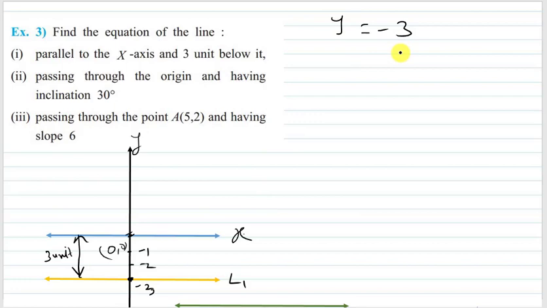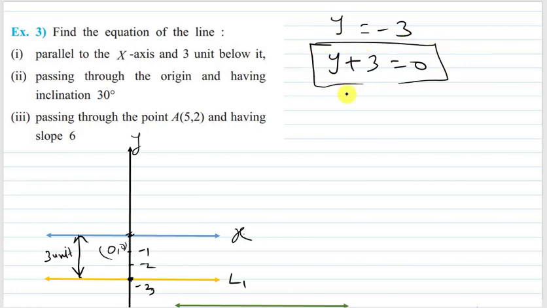Convert it into the standard form, that is y plus 3 equals 0. I have shifted this -3 to the left hand side. So this is the equation of line 1, which is parallel to x-axis and passing through -3. So always remember which I just told you, how to take equation of the line which is parallel to x-axis or y-axis, right? Now the second question, let's erase this.